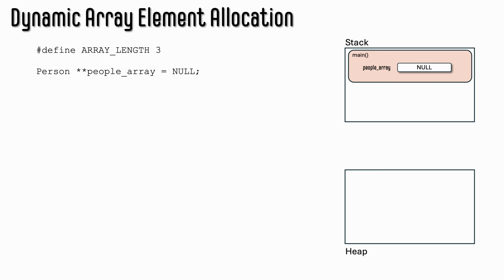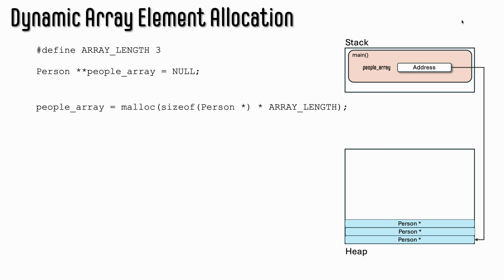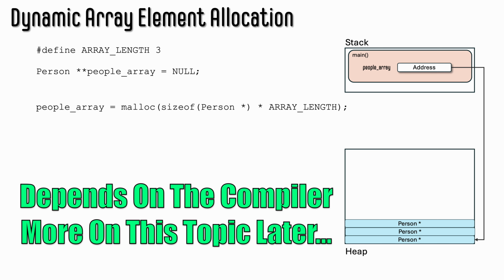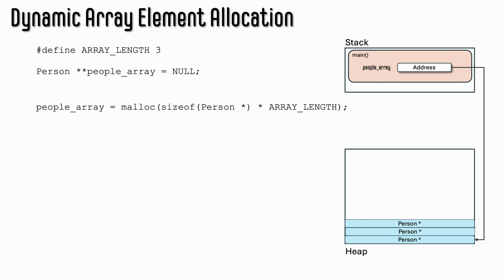On the right side, you can see in the main stack frame, the people array variable is set to null. Now on the next slide, I am dynamically allocating the array. You can see that in the heap, the array gets allocated and it has size 3. At this point, these person pointers are not allocated. They may be set to null. I think it depends on the OS, and we'll test things out to check if they're set to null or not.